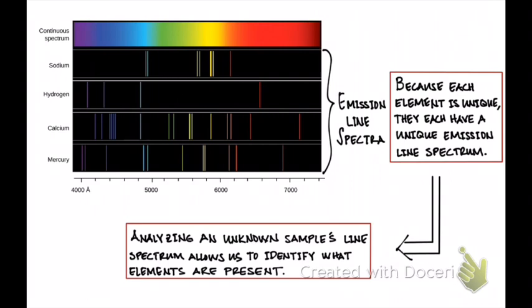Analyzing an unknown sample's line spectrum allows us to identify what kind of elements are present. So for instance, if we want to know if there's lead or mercury in our drinking water, we can use a technique called atomic spectroscopy, which is a technique that allows you to determine what kind of elements are present in the sample. And it utilizes this concept of emission line spectra.